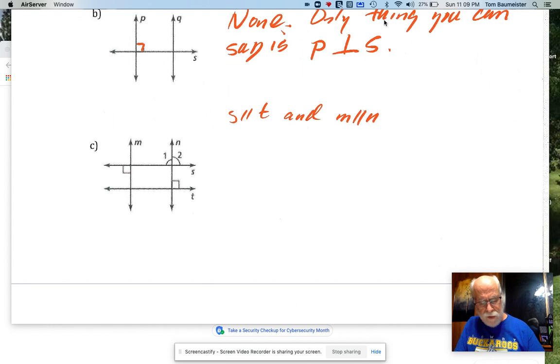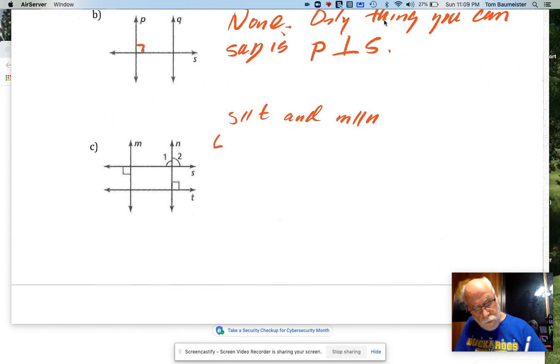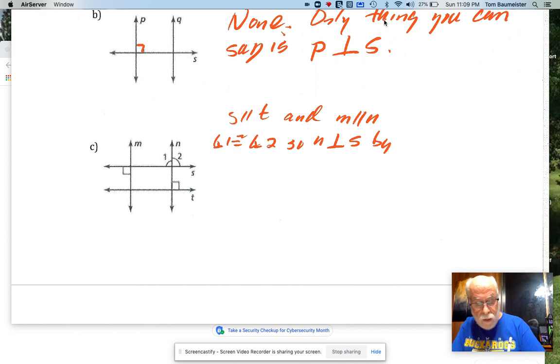Let's see, this one's going to be a little involved, but we can say that angle 1 is congruent to angle 2. So N is perpendicular to S by the linear pair perpendicular theorem.